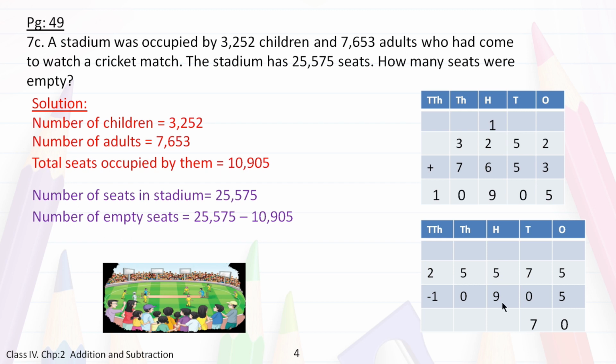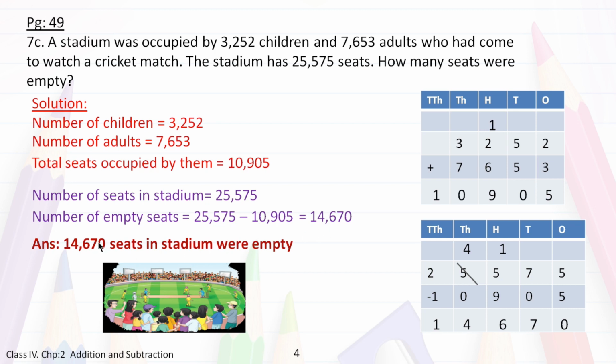5 minus 9 is not possible, so borrow from the next door. 5 will change to 4 and this 5 in the hundreds place will change to 14... 15. 15 minus 9 will give me 6. 4 minus 0 will give me 4 and 2 minus 1 will give me 1. So the total number of empty seats is 14,670 seats.